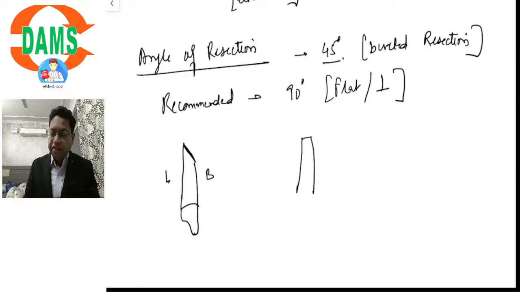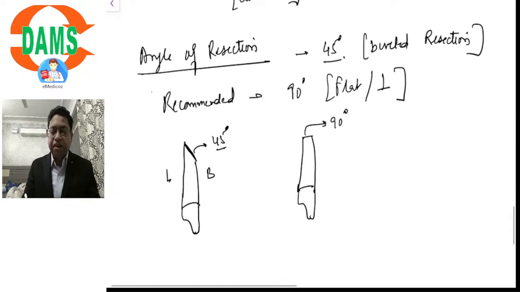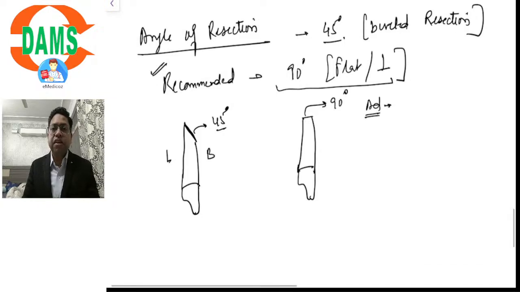If we cut it flat, this is 90 degrees resection. This is 45 degrees resection. So contemporary endodontic surgery has a recommendation that there should be a flat or perpendicular resection. Why? There are several advantages of flat or perpendicular resection, 90-degree resection. What are the advantages? Firstly, it exposes lesser number of dentinal tubules.